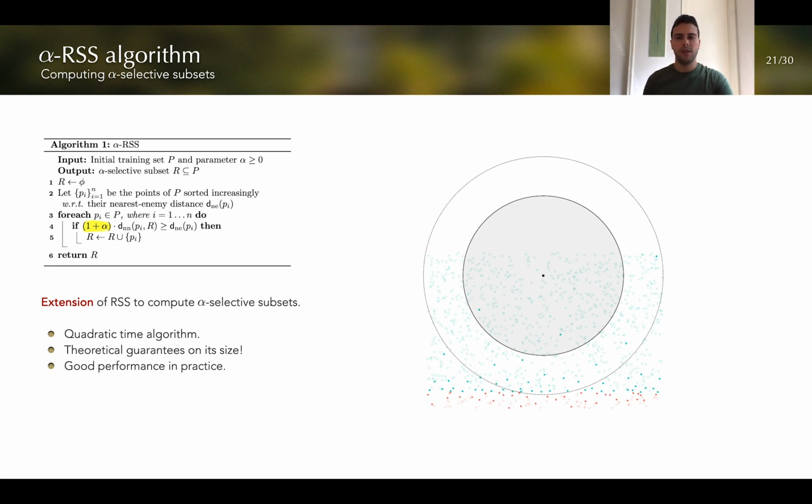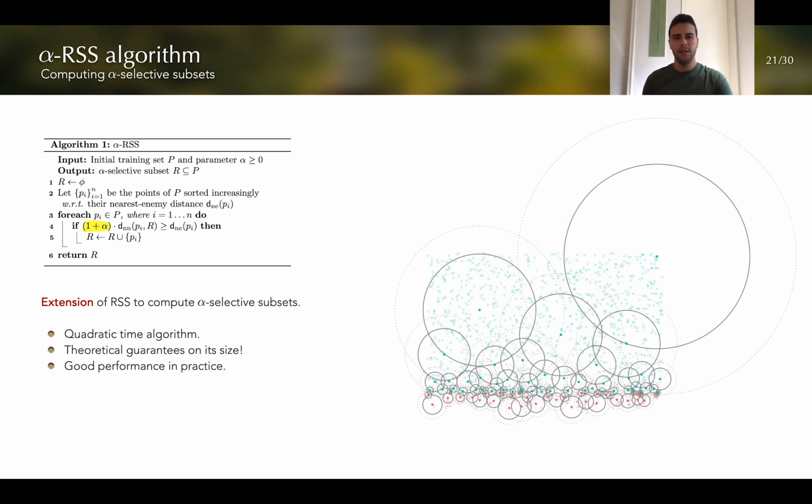This algorithm runs in quadratic time. We can provide theoretical guarantees on its size, and it actually performs well in practice. This is the type of selection that this algorithm will make.